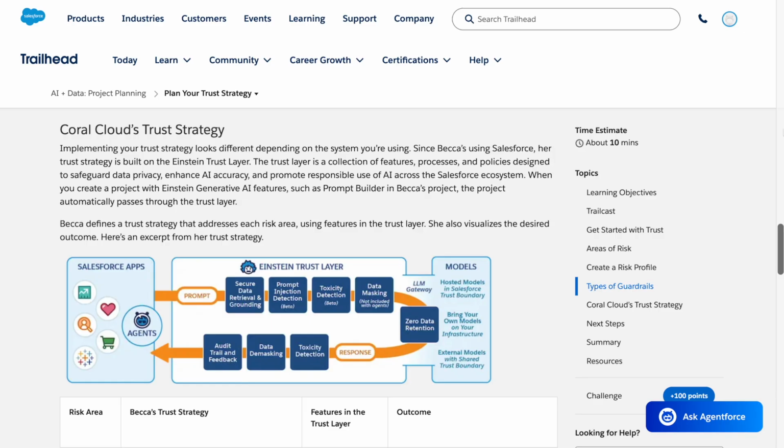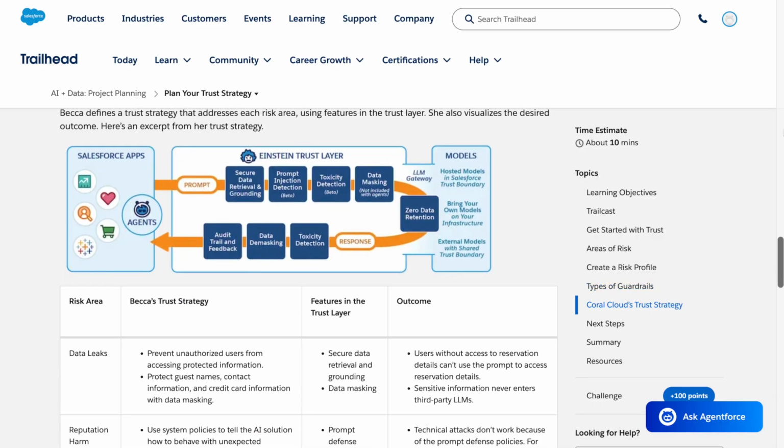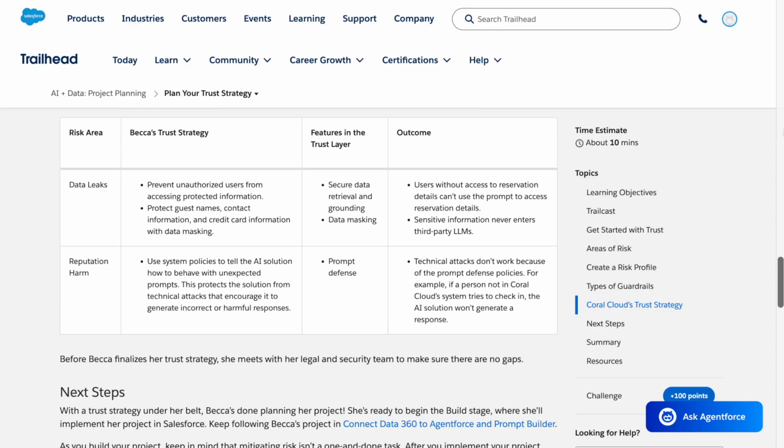Becca defines a trust strategy that addresses each risk area using features in the trust layer. She also visualizes the desired outcome. Here's an excerpt from her trust strategy. Risk area, data leaks. Becca's trust strategy. Prevent unauthorized users from accessing protected information. Protect guest names, contact information, and credit card information with data masking.